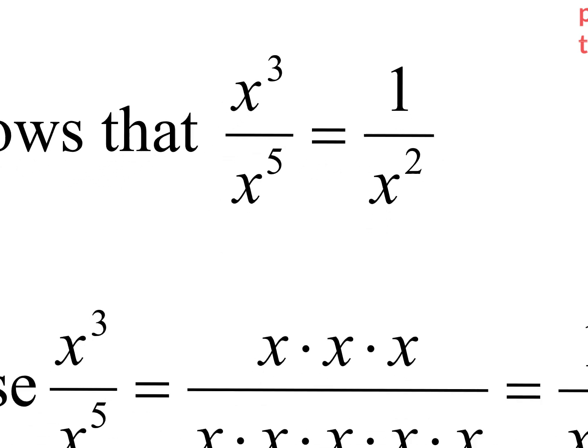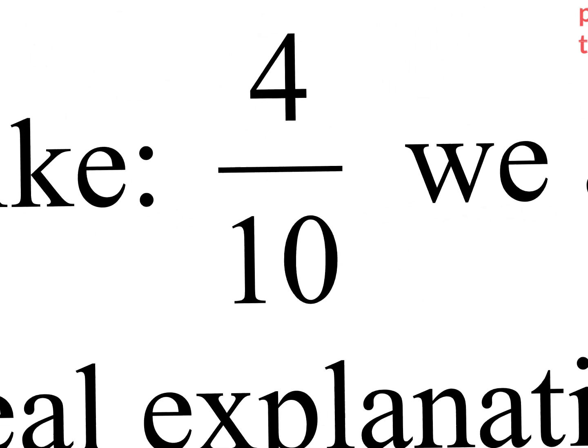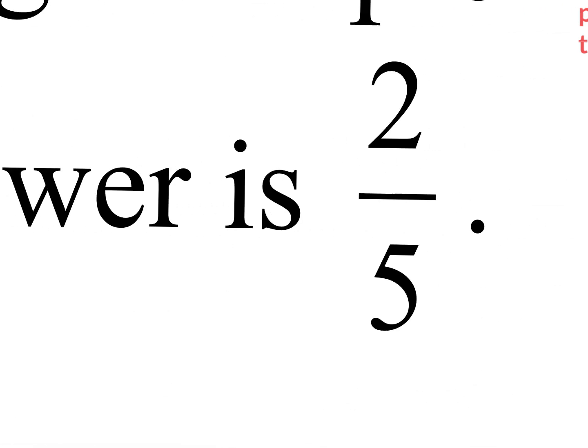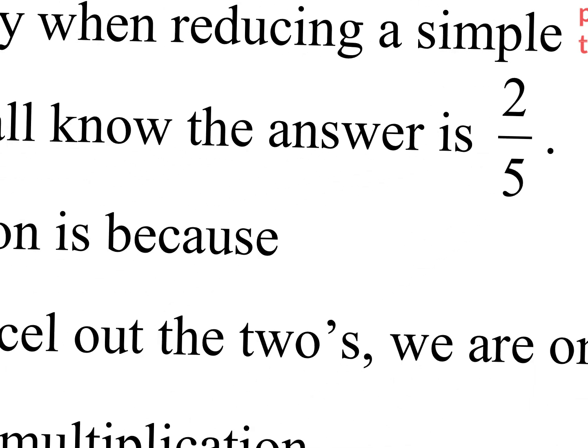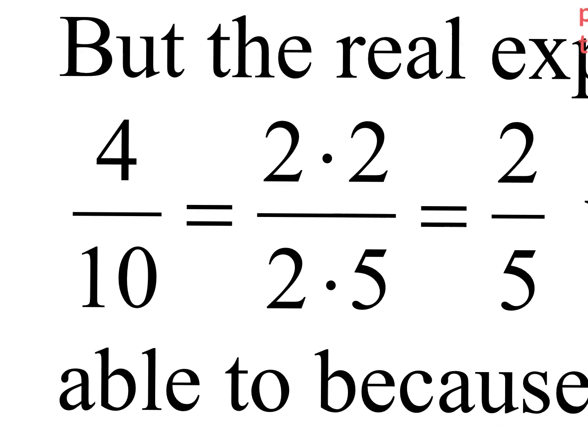Why is that? Because there's pure multiplication. Even when we reduce a fraction like 4/10, it reduces down to 2/5. But the question is, how does it reduce down to 2/5? Well, in a sense, you're factoring the 4, rewriting the 4 as a multiplication of 2 times 2, and rewriting the 10 as a multiplication of 2 times 5, and of course, whenever you have a 2 over 2, that cancels out, and there's your answer, 2/5.